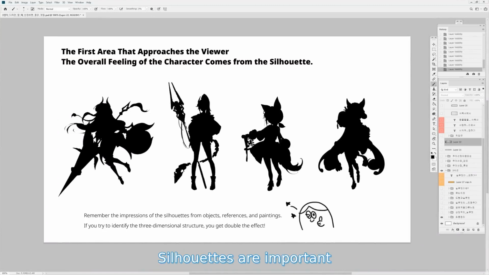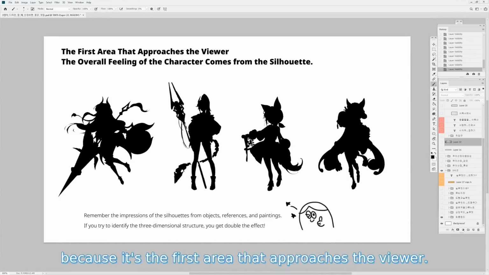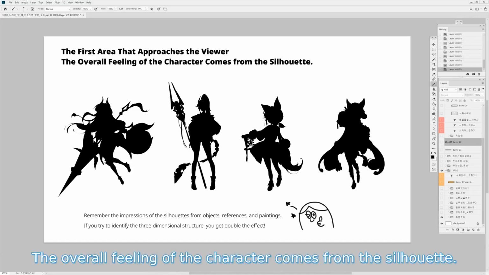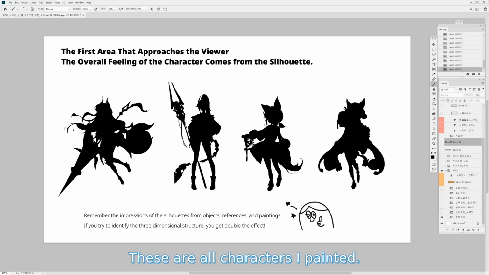Silhouettes are important because it's the first area that approaches the viewer. Some of you might have wondered why silhouettes are important, or if they're important at all before listening to this chapter. But as even simple shapes feel different, the volume formed by the silhouette has a huge visual impact on us. The overall feeling of the character comes from the silhouette. These are all characters I painted. They're all in different shapes, and they feel different as well.